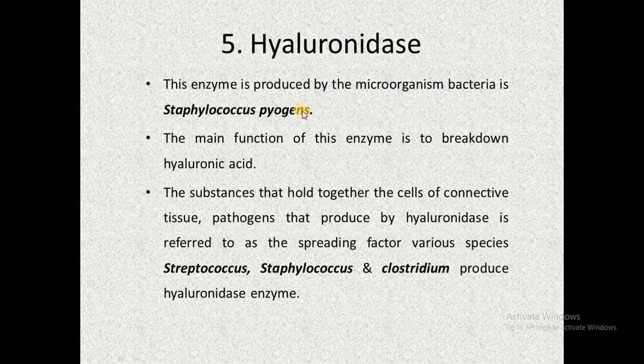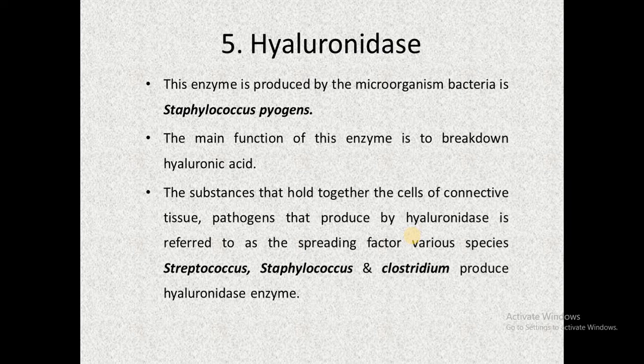Hyaluronidase. This enzyme is produced by the microorganism Staphylococcus pyogenes. The main function of this enzyme is to break down hyaluronic acid, the substance that holds together the cells of connective tissue. In our joints, hyaluronic acid is a very important compound. When the microorganism produces hyaluronidase, it breaks the hyaluronic acid. So it is referred to as the spreading factor.